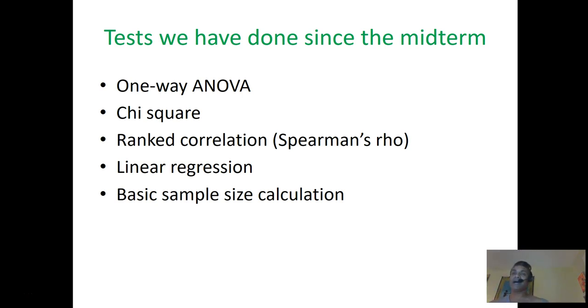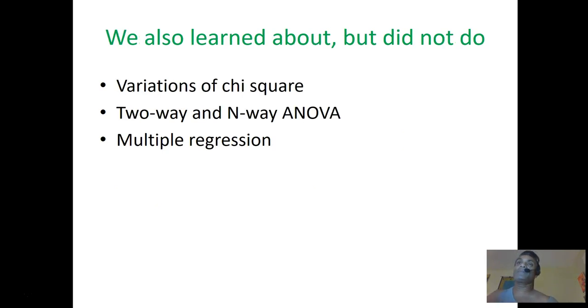You know how to do a chi-square. You will know, as of the final class, what a ranked correlation is. And a ranked correlation uses Spearman's rho, not Pearson's rho, Spearman's rho. You will have learned how to do linear regression, which should be a high school review. But if not, you'll learn it all afresh in the last class. And basic sample size calculation, which is what we covered in last week's video.